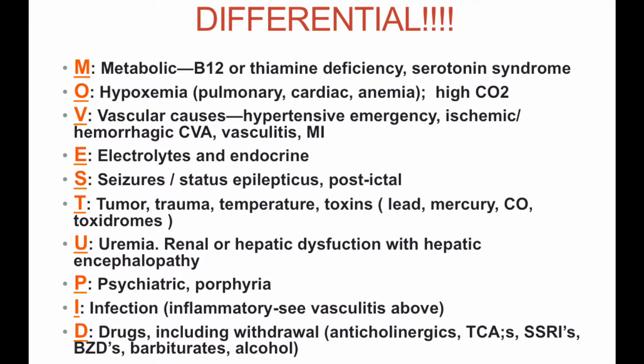When they're reaching 70, 80, 90, 100, these patients are becoming obtunded and they need to be placed on BiPAP if they're alert enough, and if they're not, they need to be intubated.